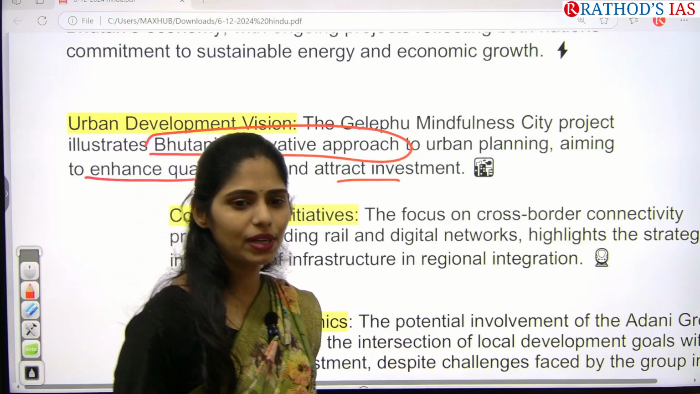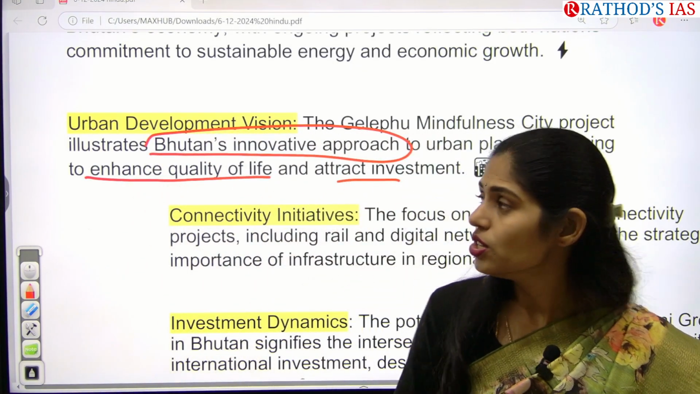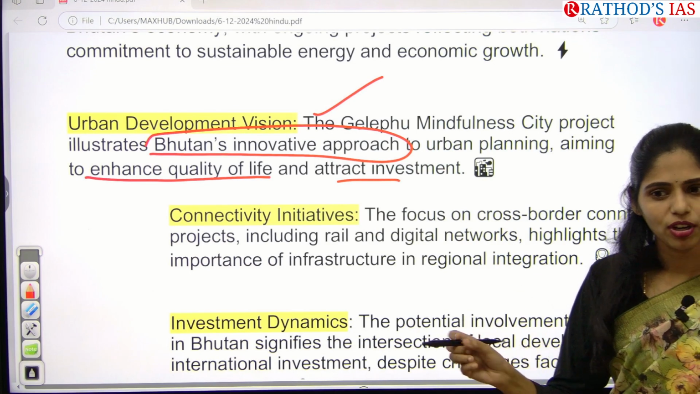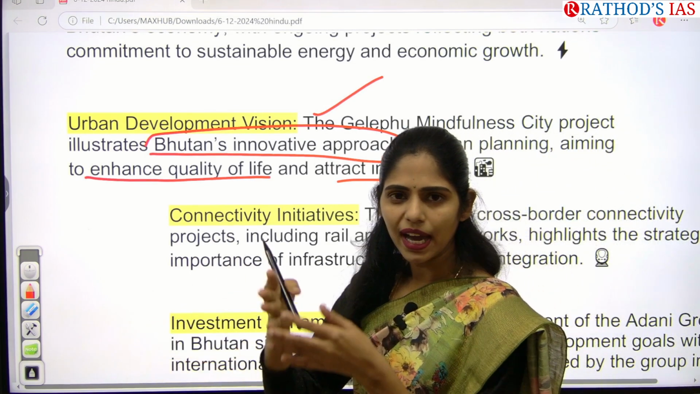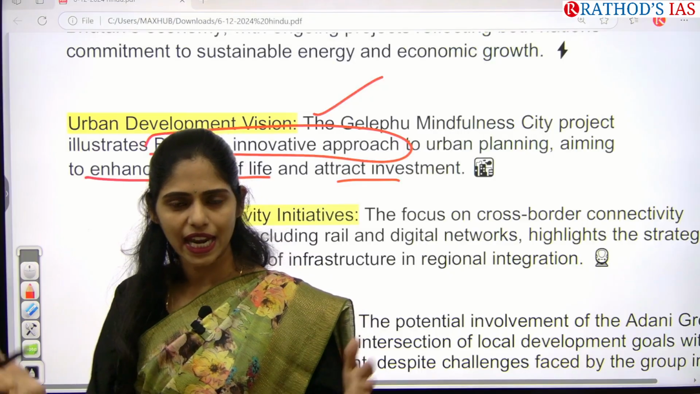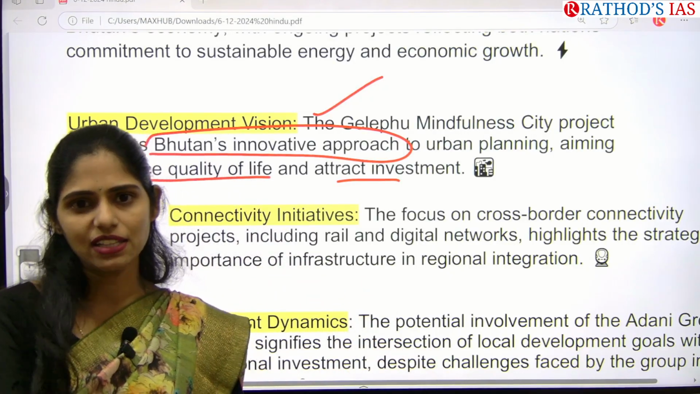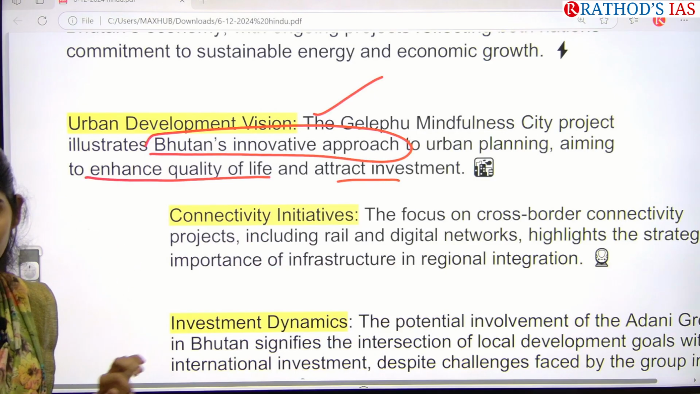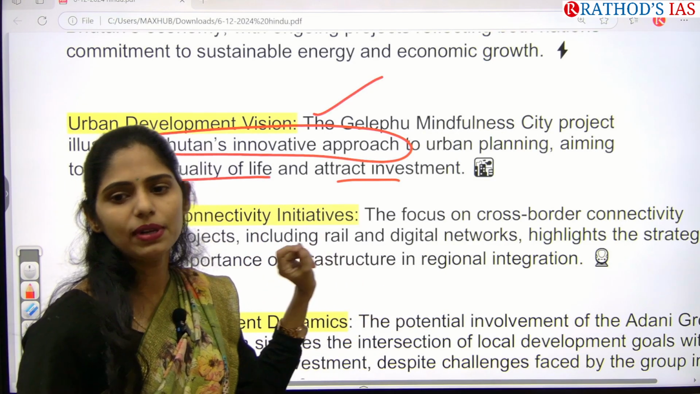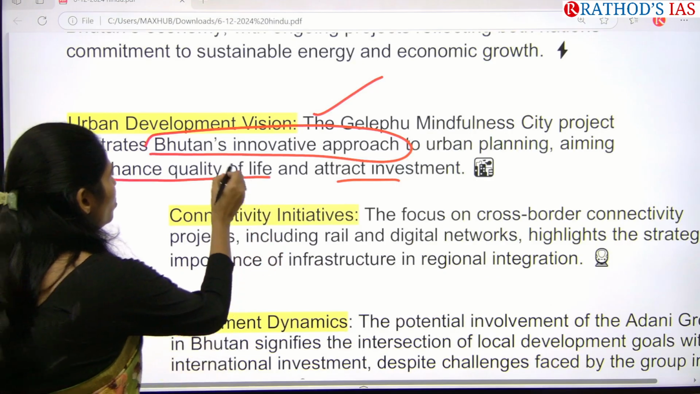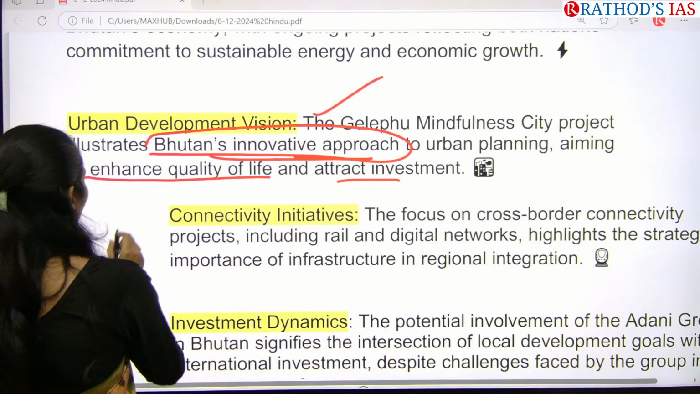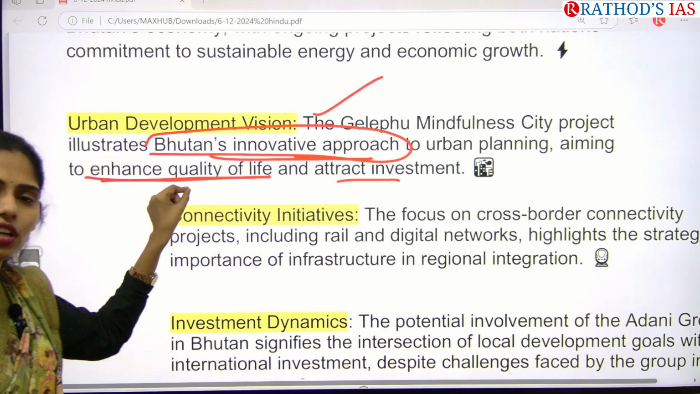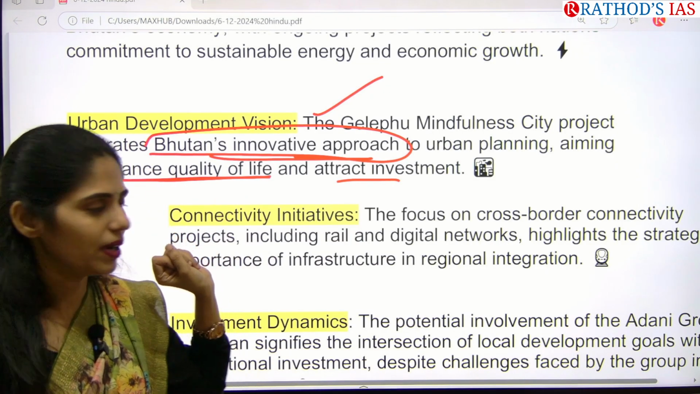The best example here is Joshimath sinking in India. Because of this, they want to go for proper sustainable development, because the Himalayas are mostly made up of sedimentary rocks, and those sedimentary rocks are the same in India as well as in Bhutan. So they want to learn the lessons from what happened in India, and they want to go for sustainable urban development now. Okay, so they want an innovative approach to urban planning, and they want to enhance the quality of life, and especially they want to go for sustainable development.